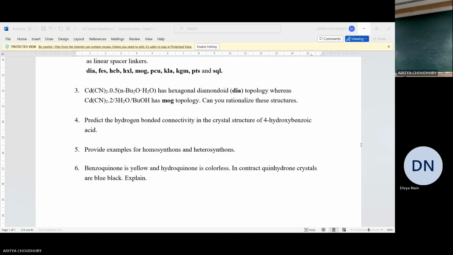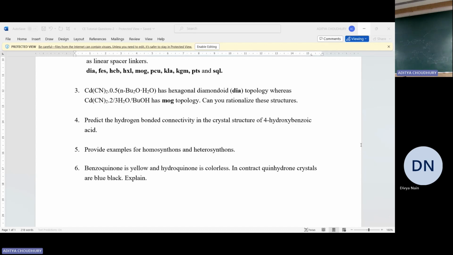Then, last question: benzoquinone is yellow. How many of you know the structure of benzoquinone? Okay, benzene. It's a ketone. Give me a minute. Right. Then, okay. Benzoquinone is the yellow.